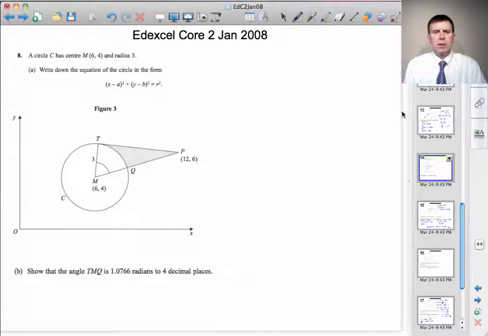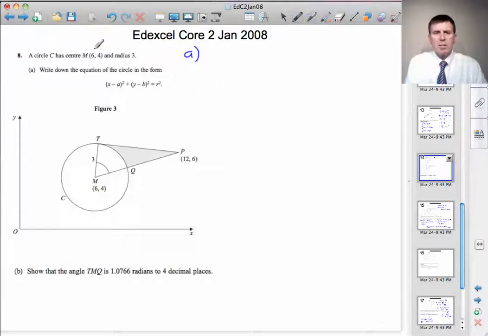Question 8. A circle C has centre M (6, 4) and radius 3. Write down the equation of the circle in the form (x − a)² + (y − b)² = r². Well, this is the formula for a circle with centre (a, b) and radius r.